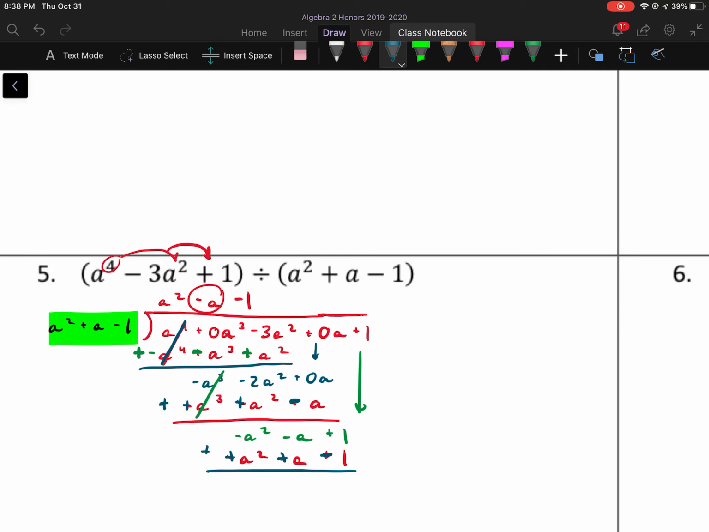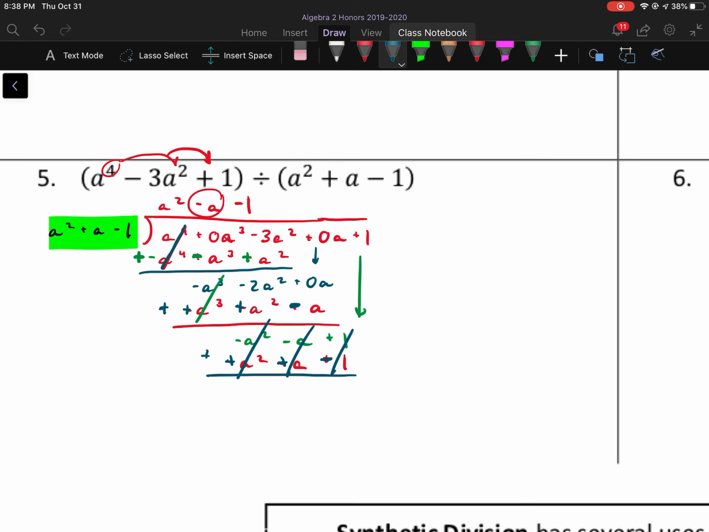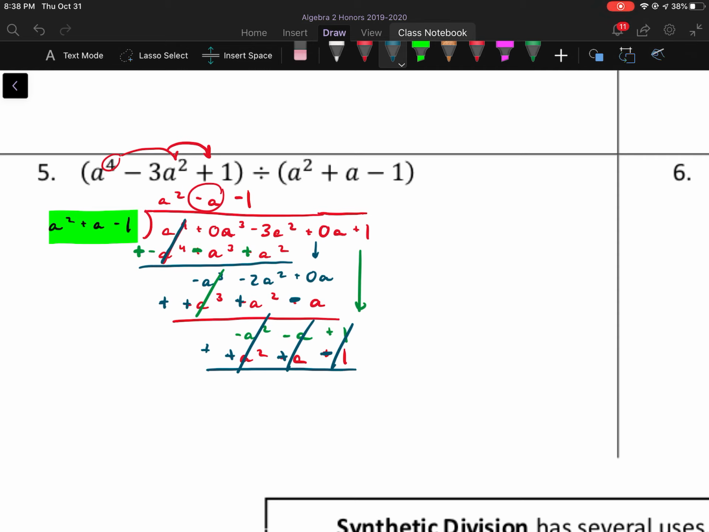And check out what happens here. Negative a squared plus a squared cancels out. Negative a plus a cancels out. 1 minus 1 cancels out. You have nothing left, which means it goes in evenly. So, such as not having a remainder, kind of like 6 divided by 3 is 2. There is no remainder. So when you divided, that means that this thing right here that we started with, our divisor, is a factor of what we divided. So my final answer for this is a squared minus a minus 1.